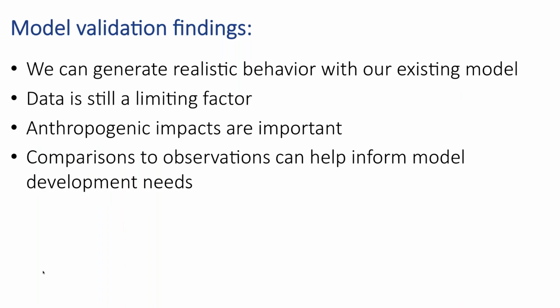So there's a lot of things that you could say about our model validation. Really the main takeaways I would say are that with our existing model we can already generate realistic behavior, but that data is a limiting factor and we have to keep improving all of the input data sets for these models as we're improving the models, if we're really going to get to where we want to be. Of course, anthropogenic impacts are important, and we're working to add those in. And again, like I've been stressing throughout, comparing to observations can really help inform what we need to do as we're moving forward with developing these models.